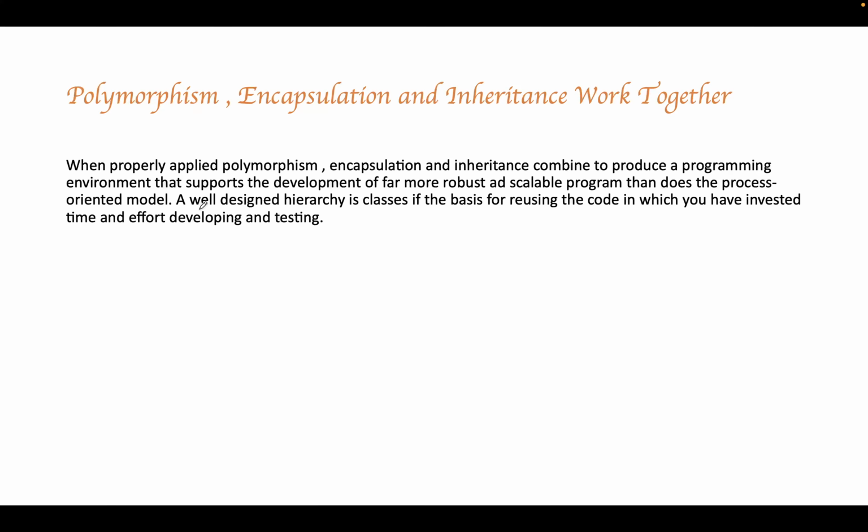Polymorphism, encapsulation, and inheritance work together. When properly applied, polymorphism, encapsulation, and inheritance combine to produce a programming environment that supports the development of far more robust, scalable programs than does the process-oriented model. As I have told you, in C it is not that robust or scalable. When you create large programs in C, you will face many problems maintaining the code. Actually, in the software industry, it is not all about creating a program. There are many other phases. You have to maintain it and add new features. For those things, the complexity becomes greater and greater day by day.